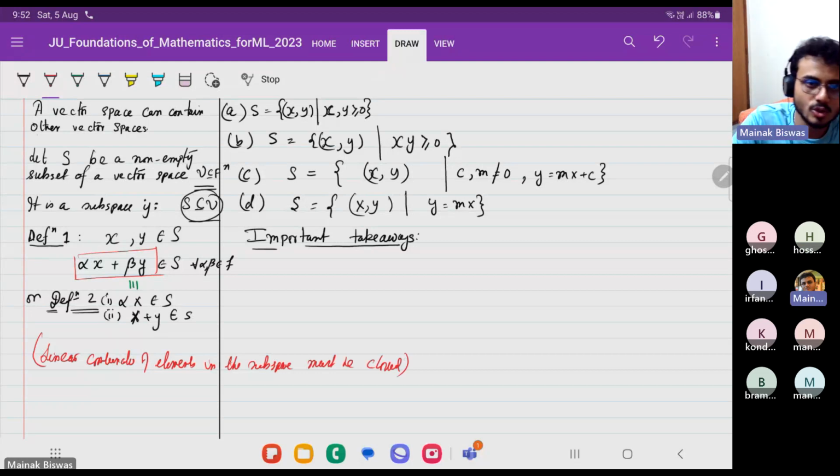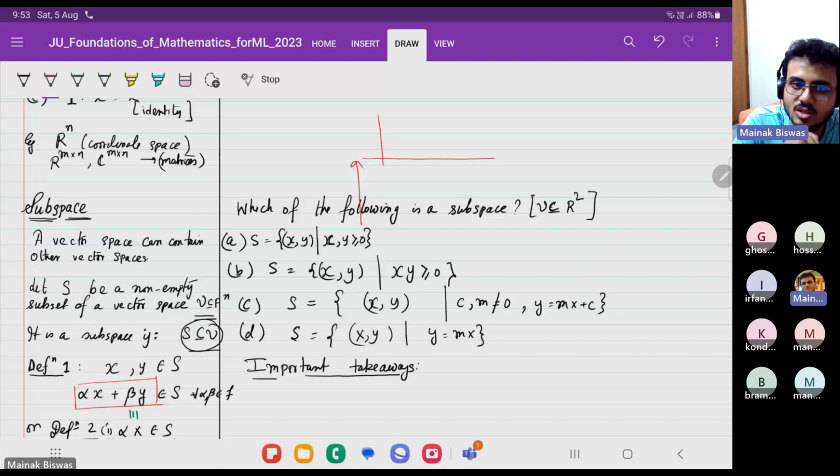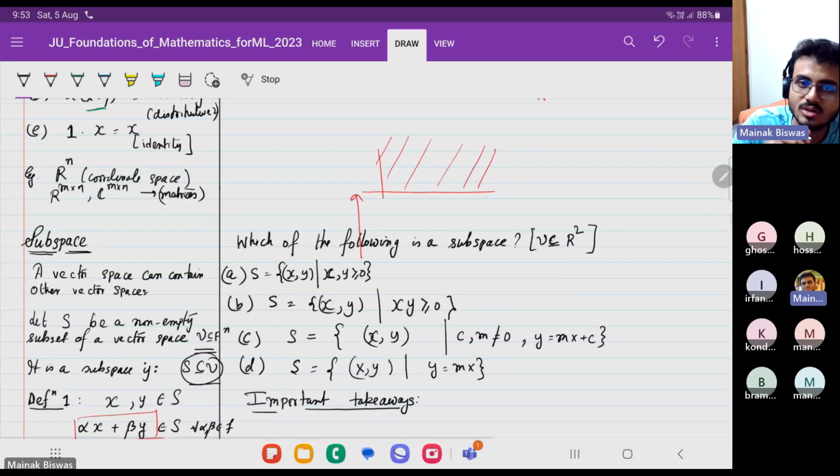Do you see? I'll give you this example. See this one: x comma y such that x comma y is greater than 0. Do you agree this is the space? Yes or no? Is this a subspace? Why have I defined this? You'll understand now. Is this a subspace, Ritik? Yes. So you choose any two vectors in the subspace, and I will show it is not a subspace.